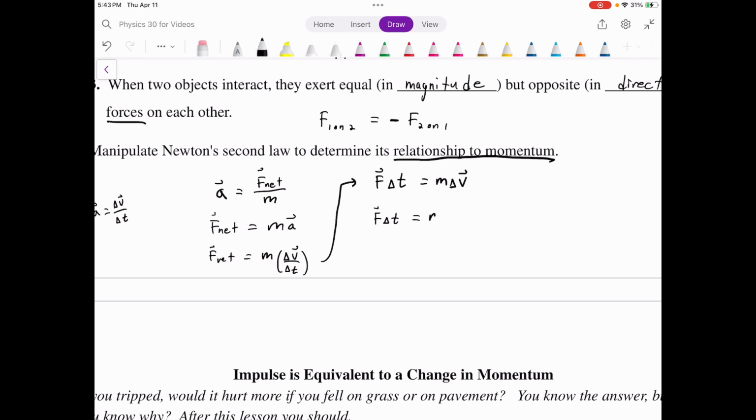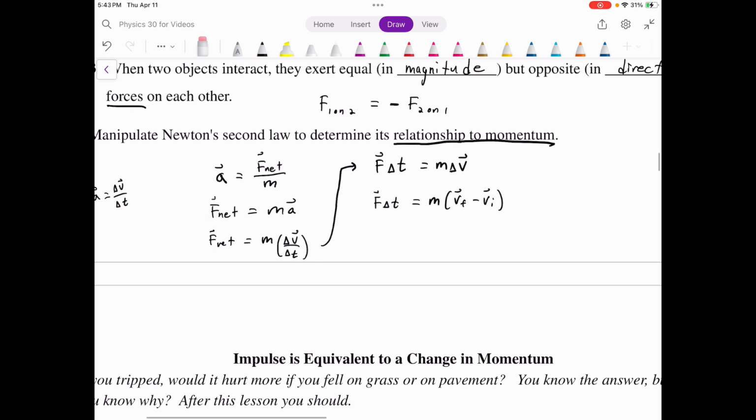So change in velocity is just saying the final velocity, what it ended up with, minus the velocity it started with, final minus initial. This is how much its velocity changed by, right? And okay, we're getting close now to seeing how momentum is involved here, because look, mass times velocity final, just distributing this mass into those brackets, minus mass times velocity initial is equal to the force times the time that that force was actually acting.